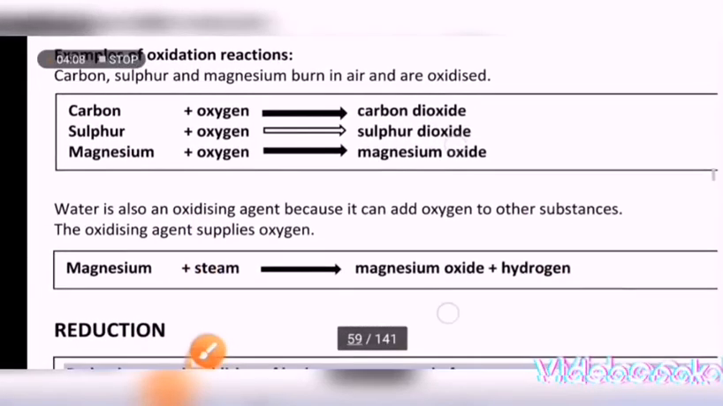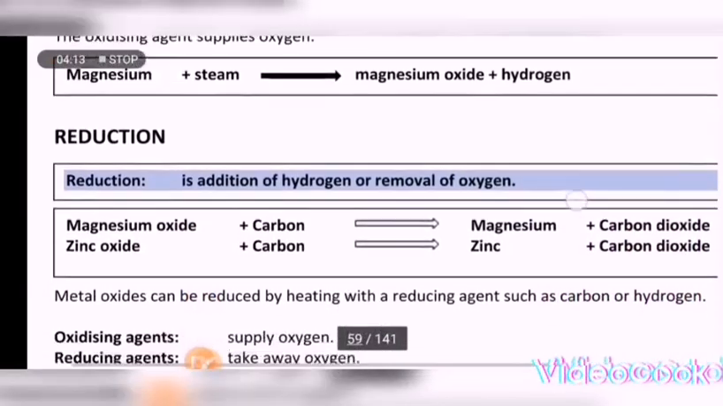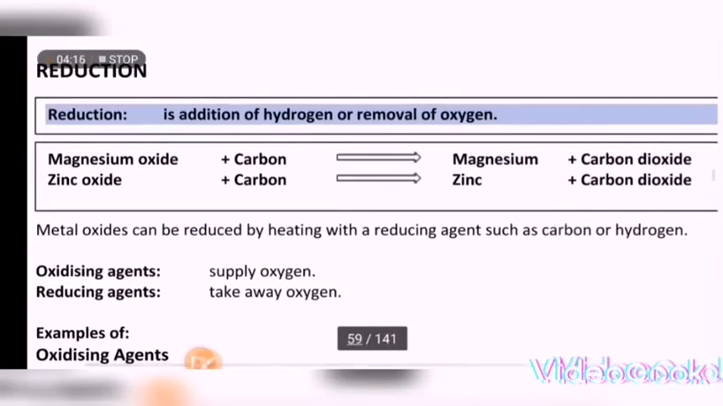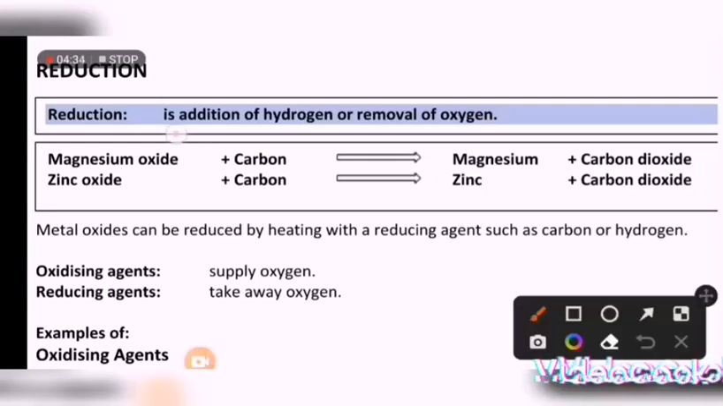Let's go and talk about reduction. Reduction is the removal of oxygen, but oxidation is the addition of oxygen. Or we can define reduction as the addition of hydrogen, but oxidation as the removal of hydrogen. This one, reduction, is the addition of hydrogen.